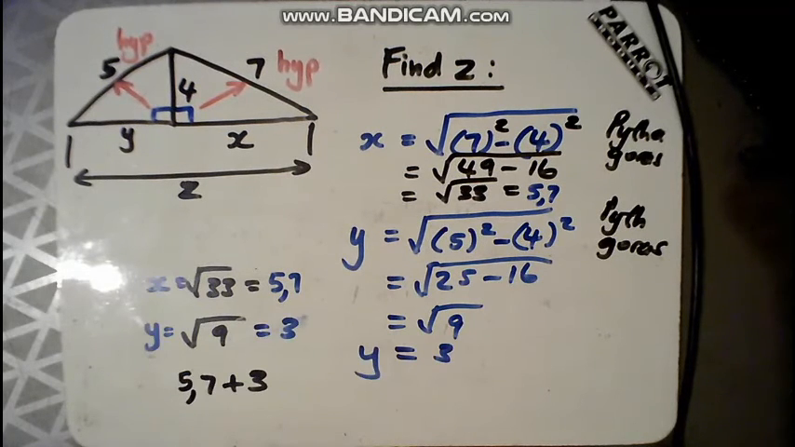Then we add up our two answers to find z. Since no units were given, our answer will be in units. And it's as easy as that. Pythagoras Theorem. Don't forget to always write a reason. The reason will be Pythagoras Theorem.